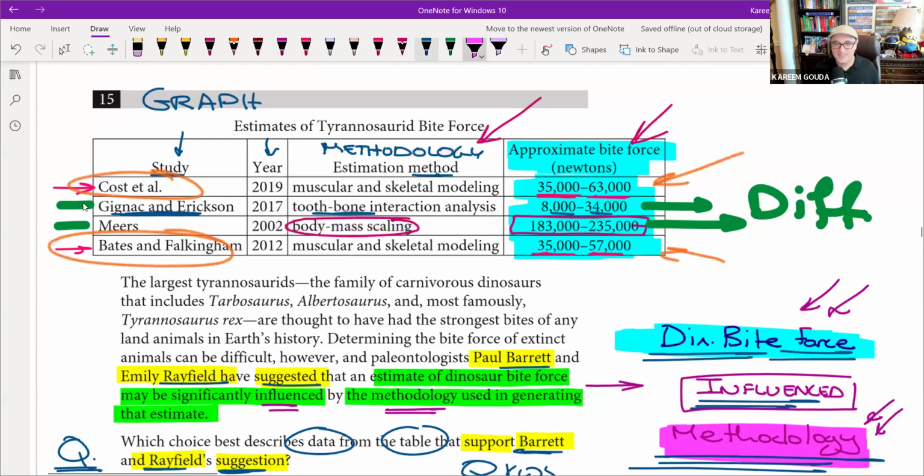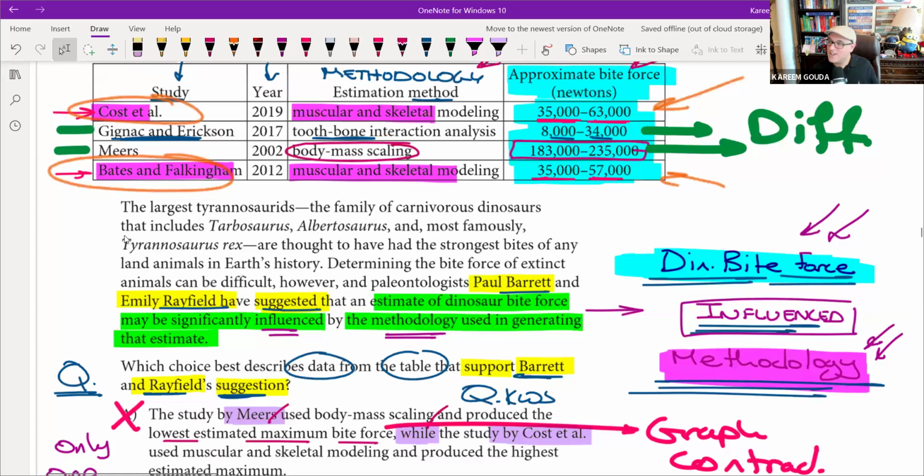Bates used the muscular skeletal method. The person who was like Bates was Cost. What did Cost use? The muscular and skeletal method. And they both got approximately the same force. So the dinosaur bite force was influenced by the method. If you use the same method, you get the same numbers.